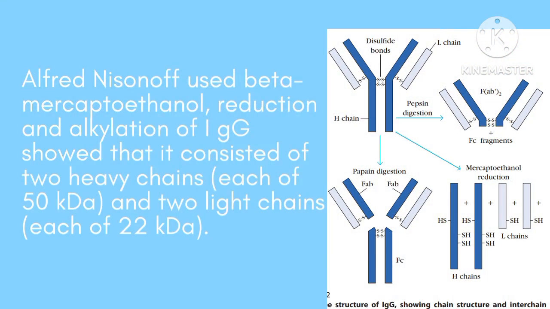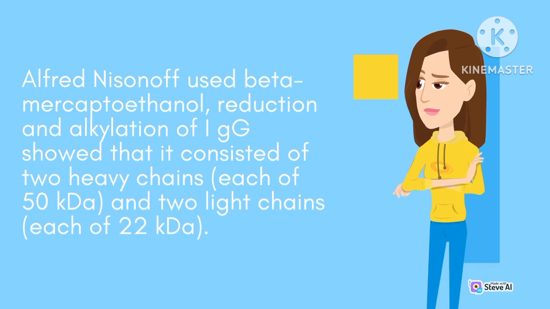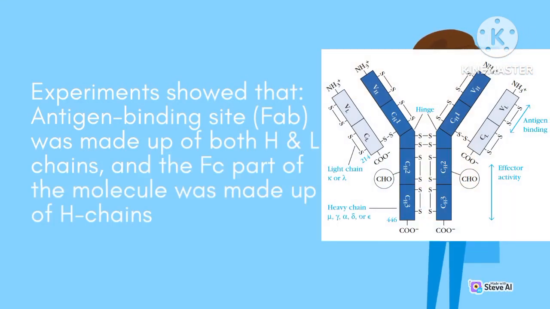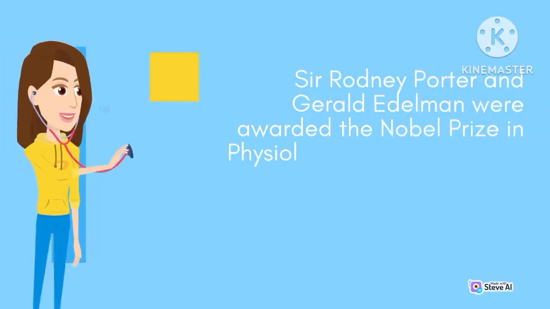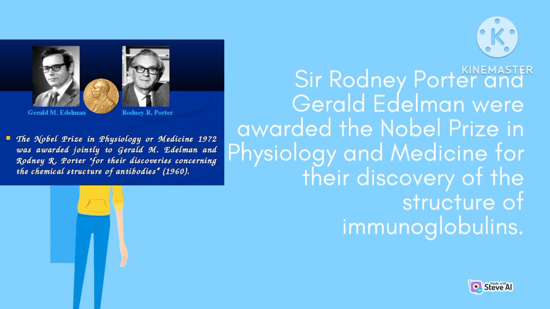Alfred Nisonoff used beta-mercaptoethanol. Reduction and alkylation of IgG showed that it consisted of 2 heavy chains, each of 50 kDa, and 2 light chains, each of 22 kDa. Experiments showed that the antigen binding site, Fab, was made up of both H and L chains, and the Fc part of the molecule was made up of H chains only. Sir Rodney Porter and Gerald Edelman were awarded the Nobel Prize in Physiology and Medicine for their discovery of the structure of immunoglobulins.